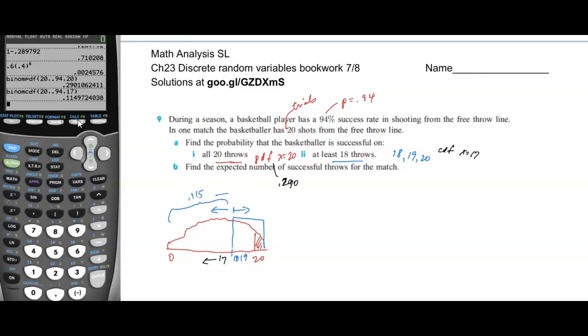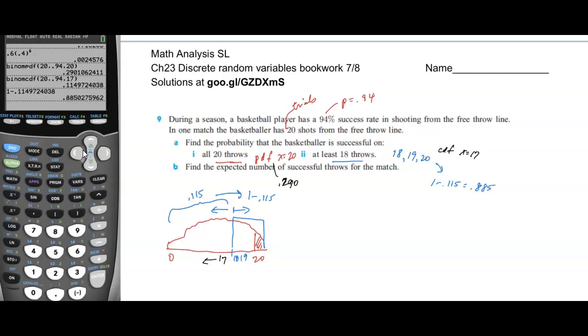And then so if we want to find the other region, we do 1 minus 0.115. And that'll give us 18 or above. So we'll do 1 minus 0.115 gives us 0.885. So the answer to this one is 1 minus 0.115 or 0.885.